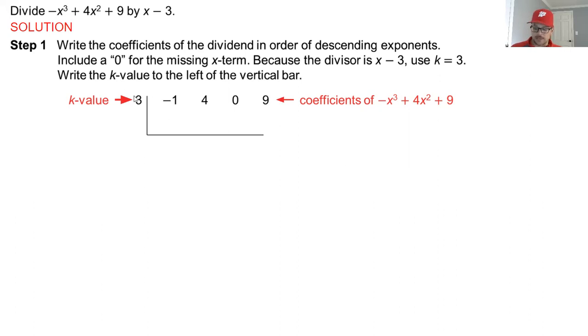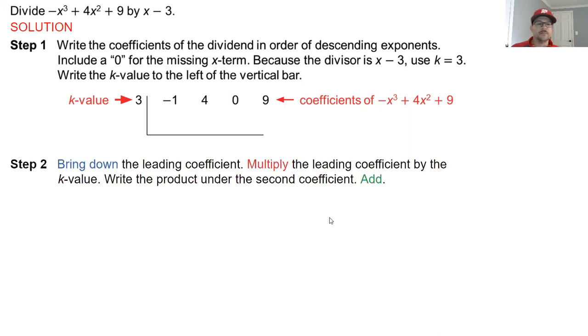The number that you are being divided by, so long as it is a binomial, is always going to be whatever number your x is being subtracted by. So since it is x minus 3, we're going to take this positive 3 and use it as this k value to the left of this bar. Okay, so that's the setup.